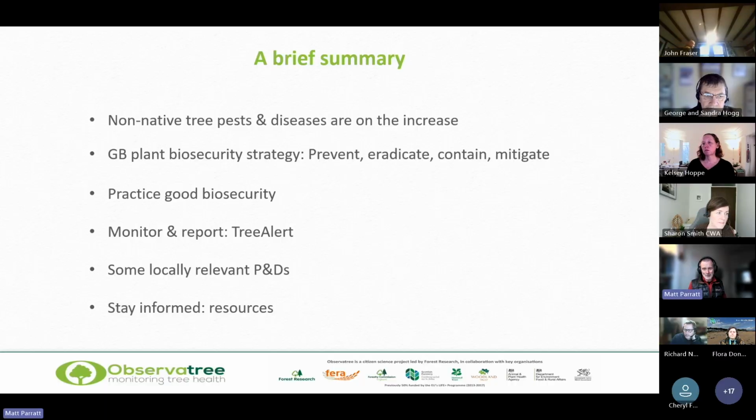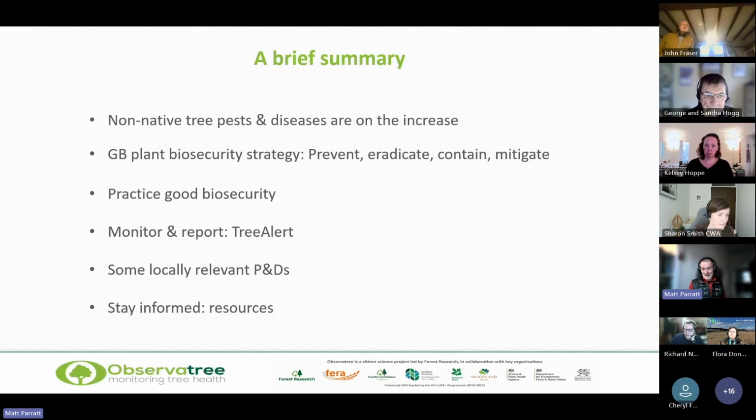I'm now going to try and summarize all of that sentence by sentence. So non-native pests and diseases are on the increase, and that is ongoing. It is not going to stop anytime soon. We looked at the GB plant biosecurity strategy, and those 4 words really: prevent it, eradicate it, contain it, and mitigate for it. And that can apply globally, nationally, and locally, and personally as well on your own patch.